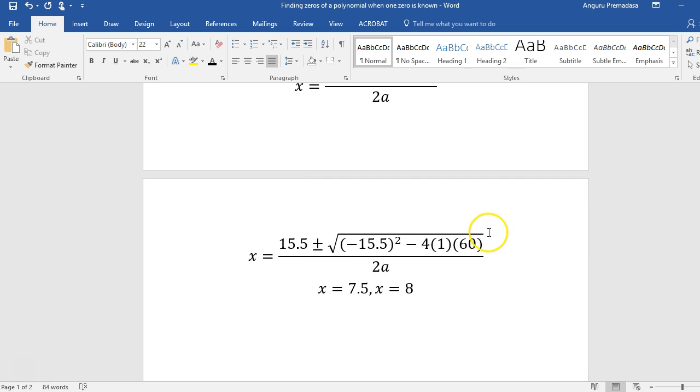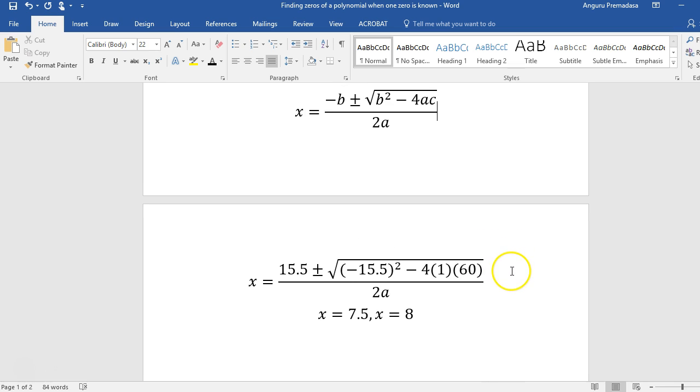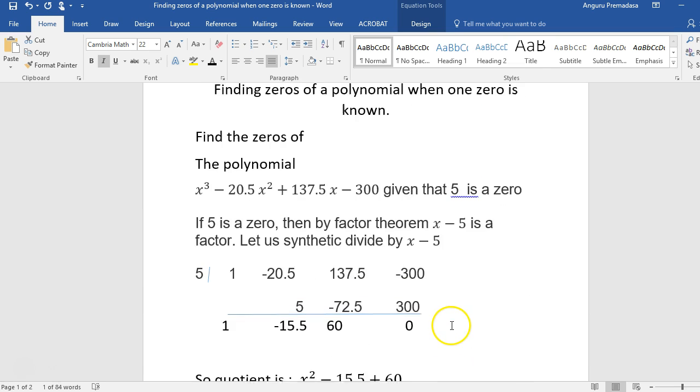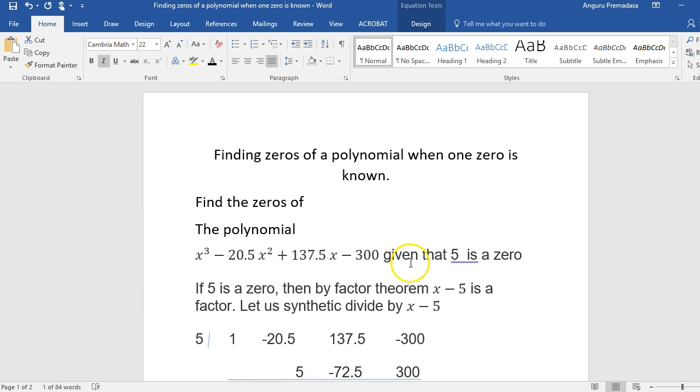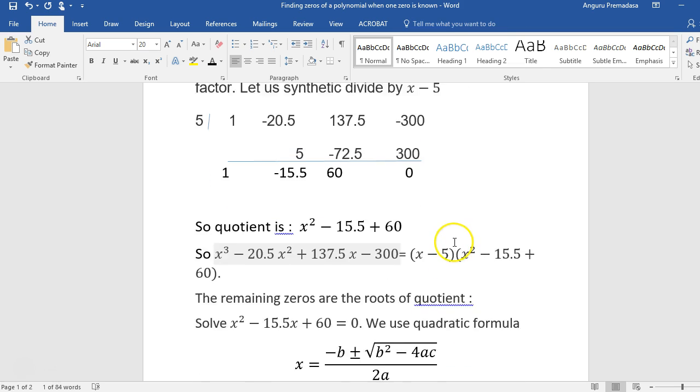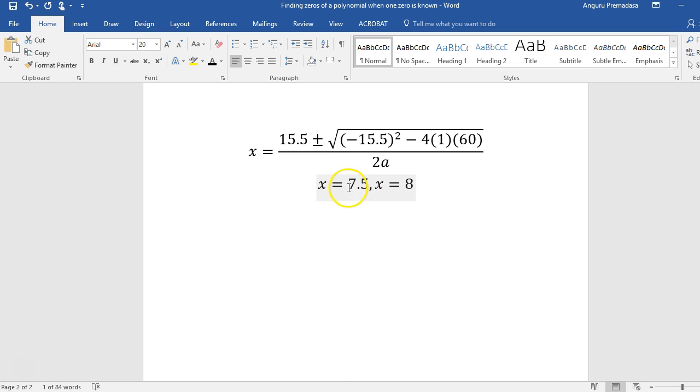So we do that and we get what? The solution is x equals, we get two values for x: 7.5 and 8. If you simplify this using a calculator, you will see that you get two values, x equals 7.5 and x equals 8, and those are the other two zeros. So the three zeros that we have are: one is already given to us, and we get two more, which is 7.5 is a zero and 8 is a zero.